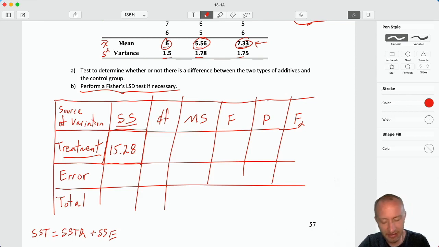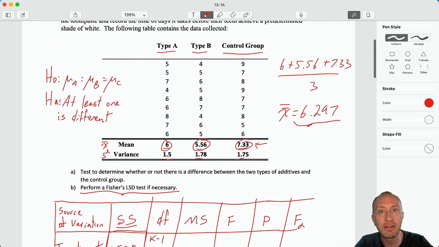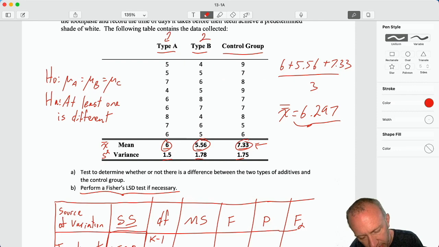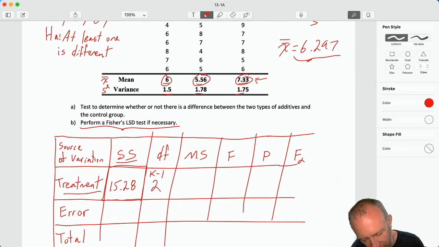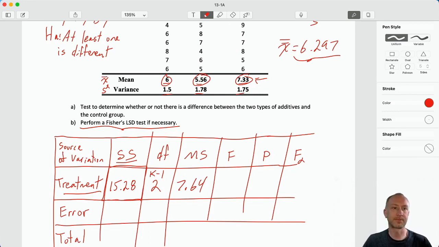Degrees of freedom for SSTR is k minus 1, where k is the number of treatments. So here I have 1, 2, 3, so k equals 3 treatments, and 3 minus 1 is 2. The mean squared is always the first column divided by the second column. So 15.28 divided by 2 gives me a mean squared treatment of 7.64. Good, that's the first row done.